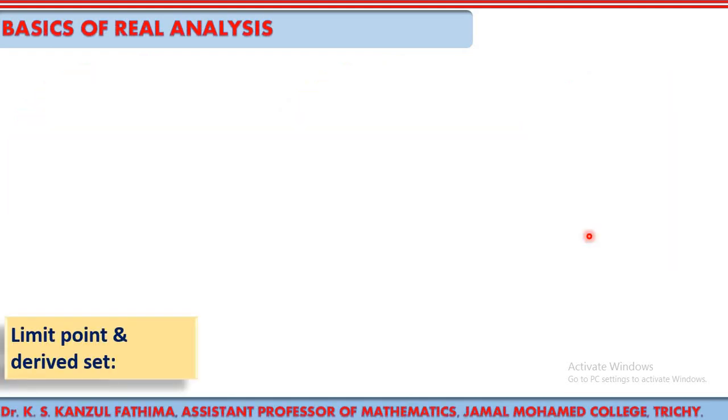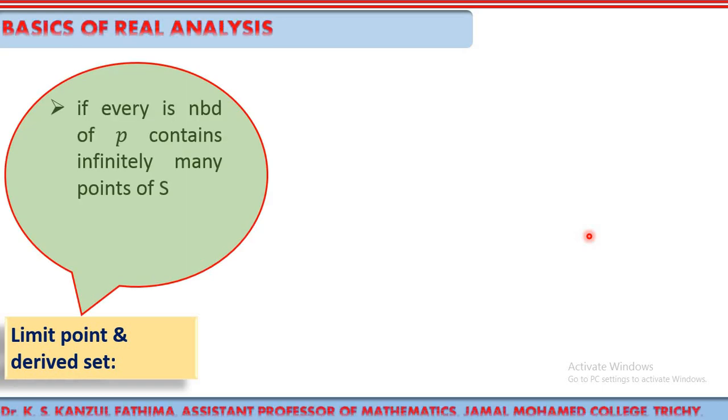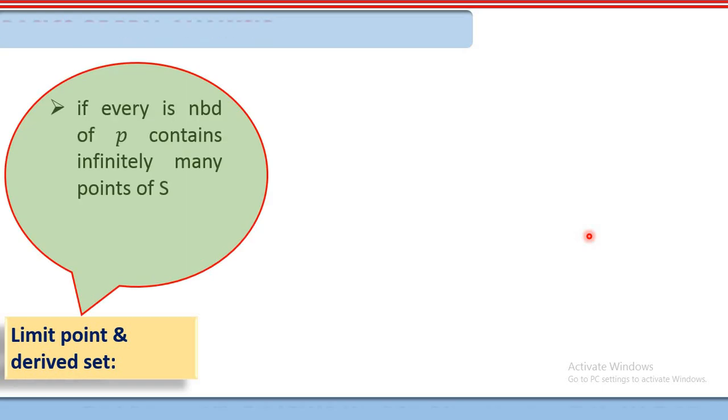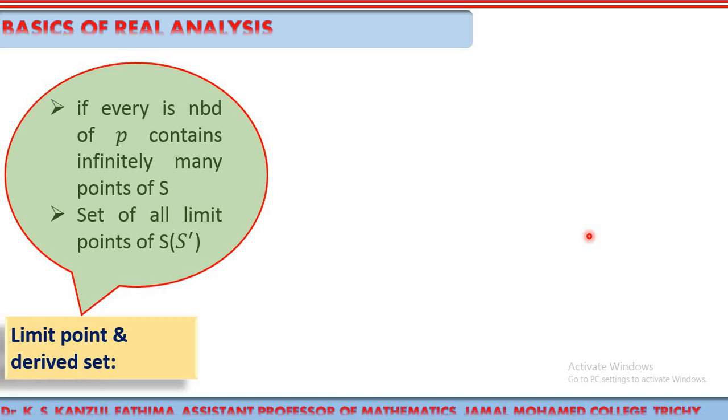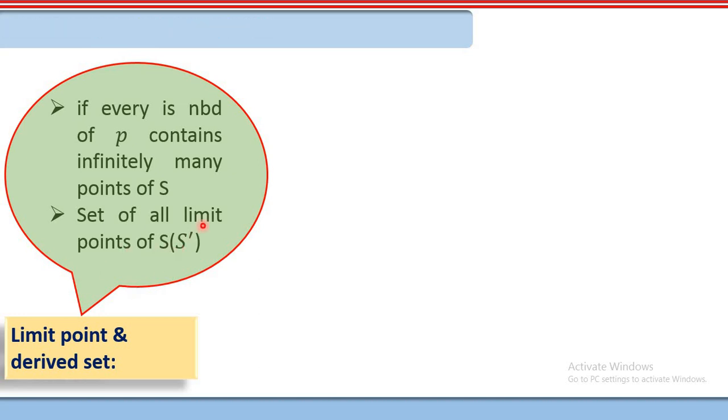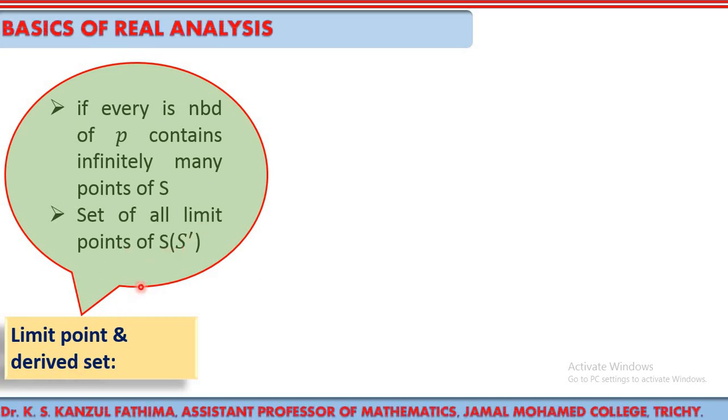Next one is limit point and derived set. If every neighborhood of a point P contains infinitely many points of S, then that point P is a limit point of S. The set of all limit points of S is said to be the derived set of S.